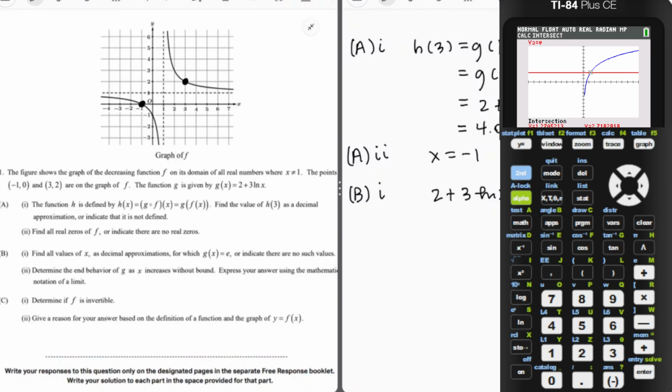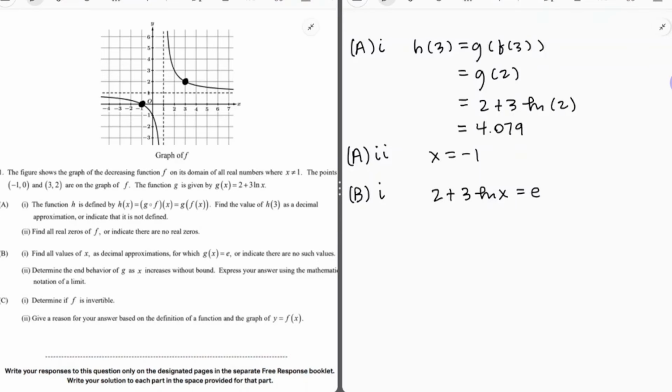Hopefully you're working along on your own calculator. That's 1.271 or 1.270, depending on if you like to round or truncate. So that's going to be x equals, no, I can't see it, 1.271.